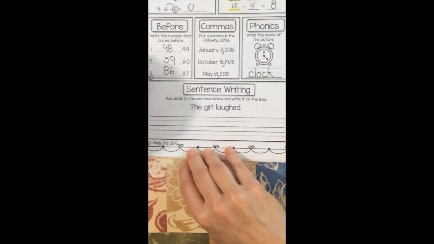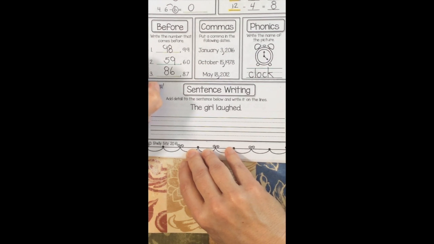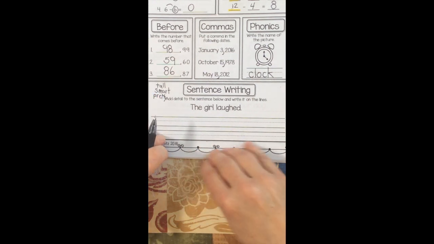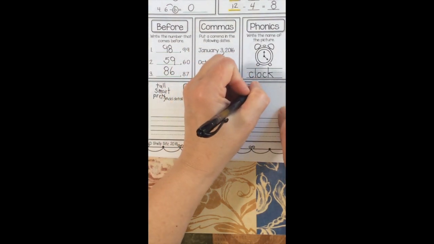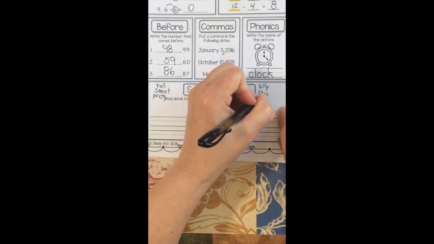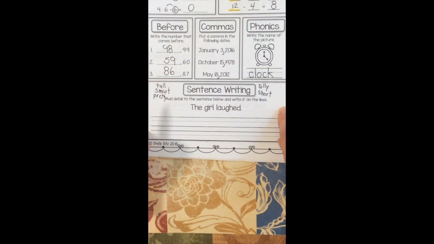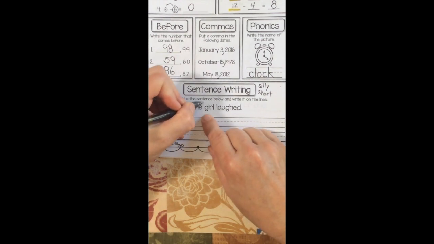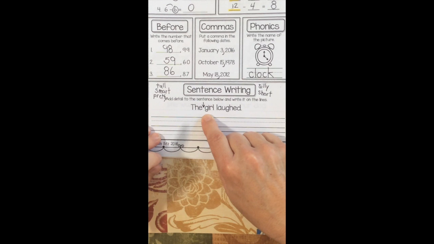The girl laughed. So it could be the tall girl. It could be the smart girl. It could be the pretty girl. Okay, over here, it could be the silly girl, or it could be the short girl. I'm going to go with silly. The silly girl laughed. So I'm going to put it right here when I write my sentence, because it's going to describe the girl.